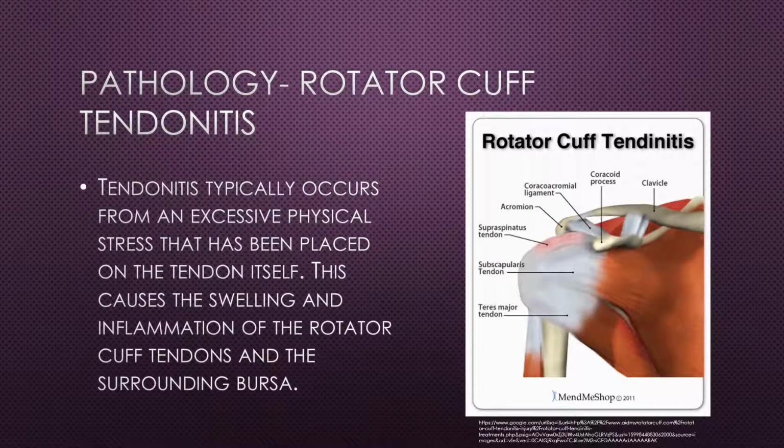Pathology of rotator cuff tendonitis. Tendonitis typically occurs from an excessive physical stress that has been placed on the tendon. This causes swelling and inflammation of the rotator cuff tendons and the surrounding bursa.